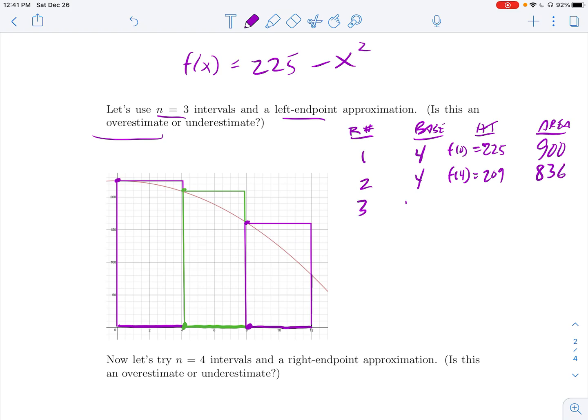My third rectangle has a base of 4. Its height is f of 8. F of 8 would be 225 minus 64, which is 161. Multiply those together, and that's 644. If I add all this up, what do we get here? That's 80. So it looks like 2380. Hopefully I'm not goofing the arithmetic.